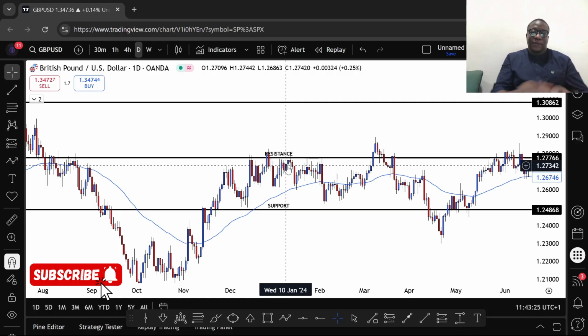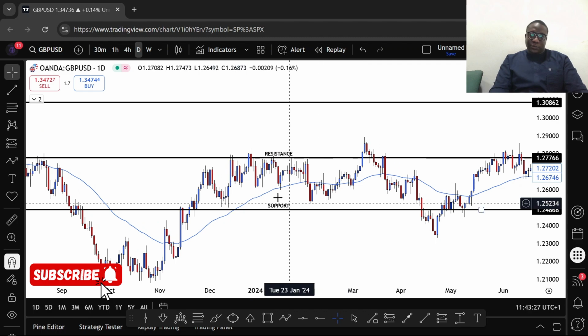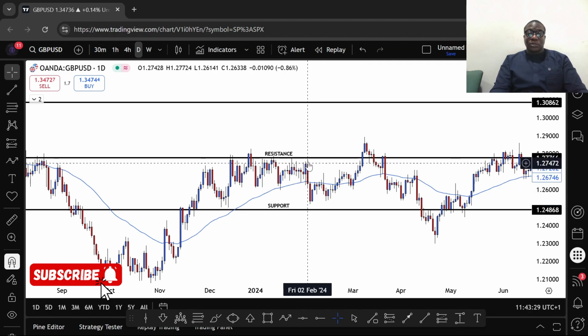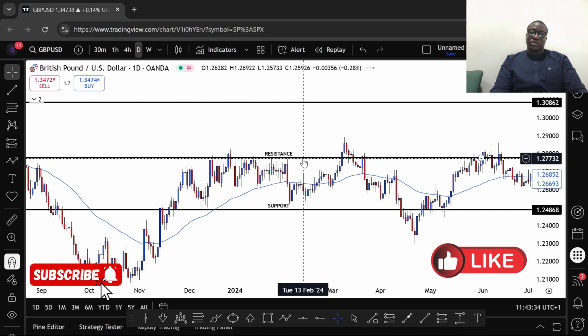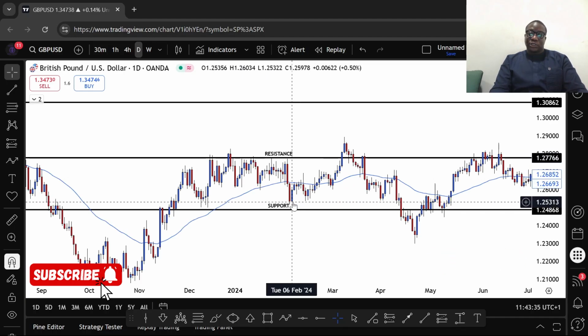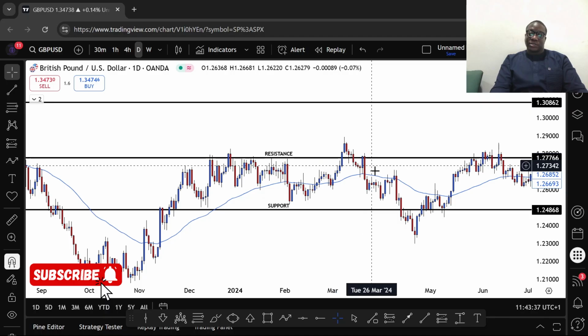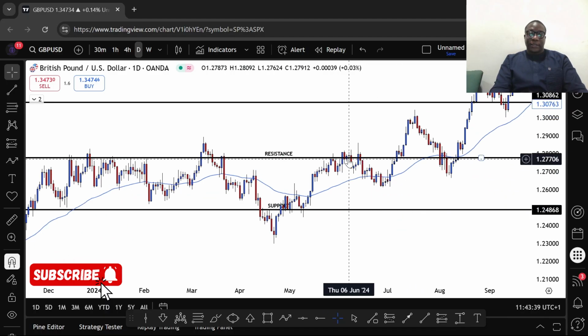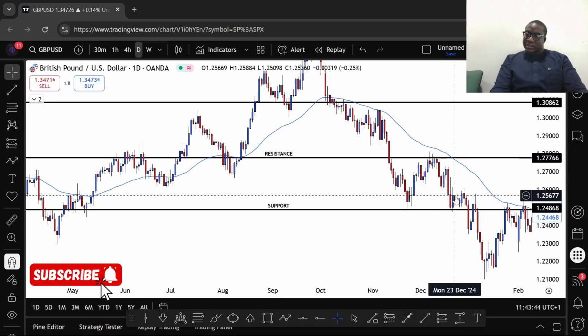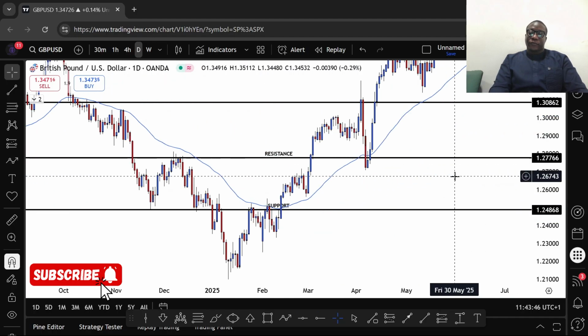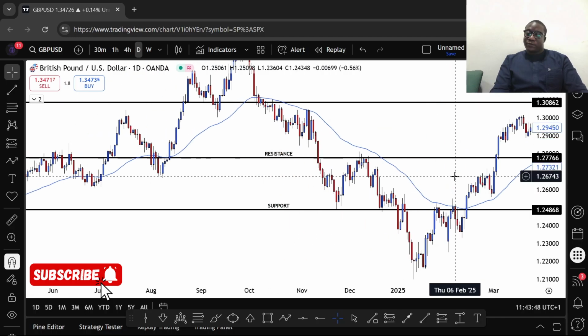You don't understand? Let's continue. As you can see, the market has tested this point multiple times. And every time the market came to this resistance point, you can see that it is a drop. It came back to the resistance, there's a drop, and so on and so forth.